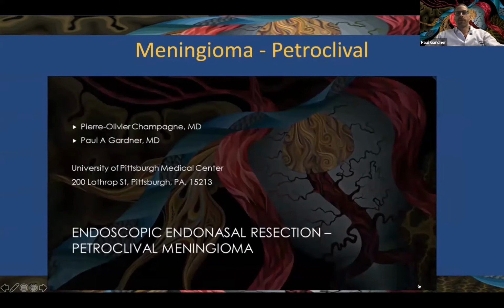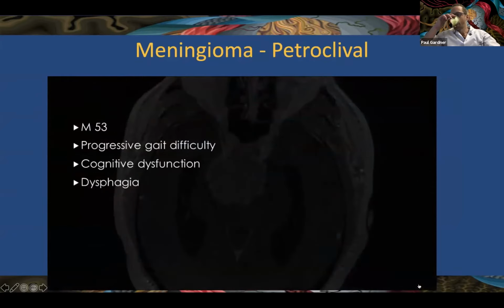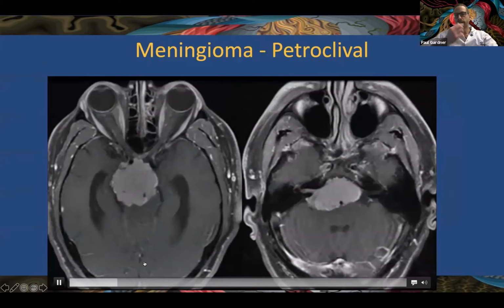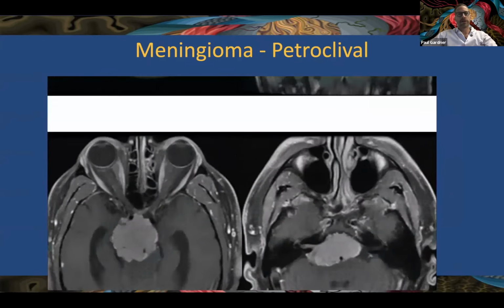Now, petroclival meningiomas, working down to the clivus, is a much more challenging area. The neurovascular structures can be wrapped up inside the tumor. And of course, any of the debulking devices can damage nerves or arteries if you don't control the directionality of them.